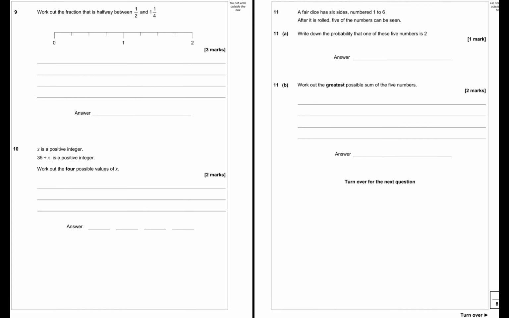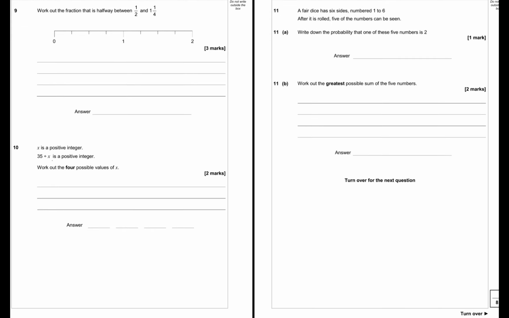Okay, question 9. Work out a fraction that is halfway between half and 1 and 1/4. Okay, and we're given this number line to help us. So let's label on where a half is. So a half is going to be here, isn't it?